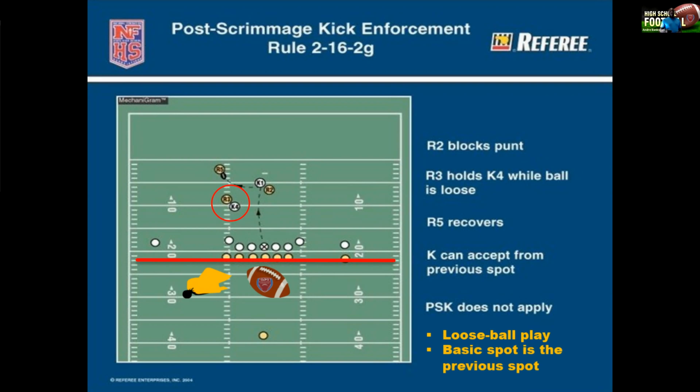So the basic spot is the previous spot. Okay, so because R, even though R recovered the ball, there has to be all 5 of them. There has to be a scrimmage kick check. That was a scrimmage kick. All must cross the expanded neutral zone. It did not. Okay. The foul must be beyond the expanded neutral zone. It wasn't. Okay. And all recovered the ball, but you have all 5, and you didn't. So this will be considered a loose ball foul, a loose ball play, and then the previous spot.